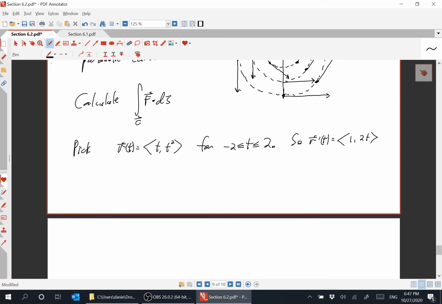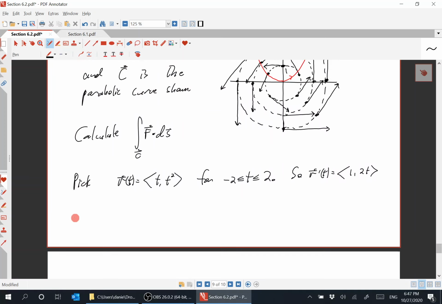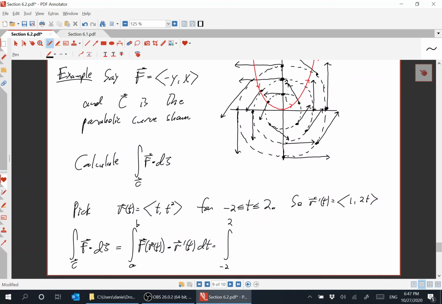Right, so now the line integral over c of f dot ds is equal to, let's just write it out, the integral from a to b of f of r of t dot r prime of t dt. So that's the integral from minus 2 to 2. Now what is f of r of t? All right, well, f is minus y comma x. r of t is x equal to t, y equal to t squared.